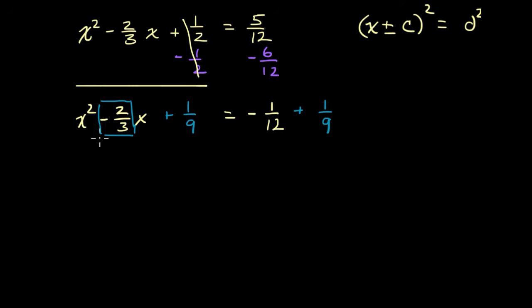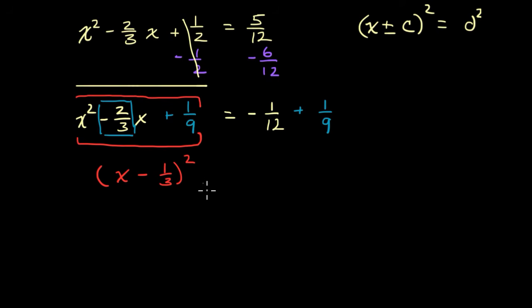Now we can see that what we have on the left, all of this is taking this form. This is going to be x minus 1/3 squared. You can multiply that out and verify that that's exactly what we get over here. And that's why we added 1/9 here. We took half of this and then squared it and added that.